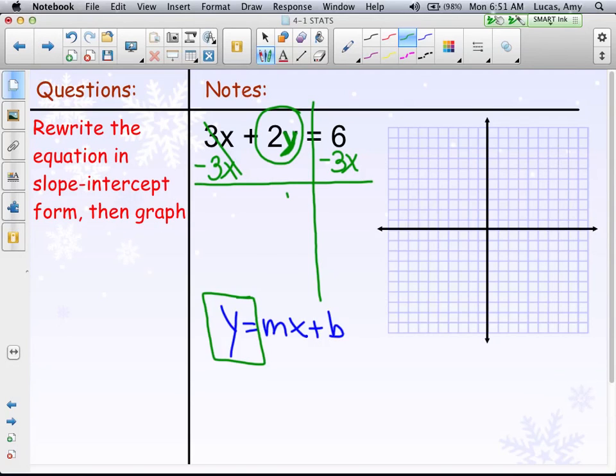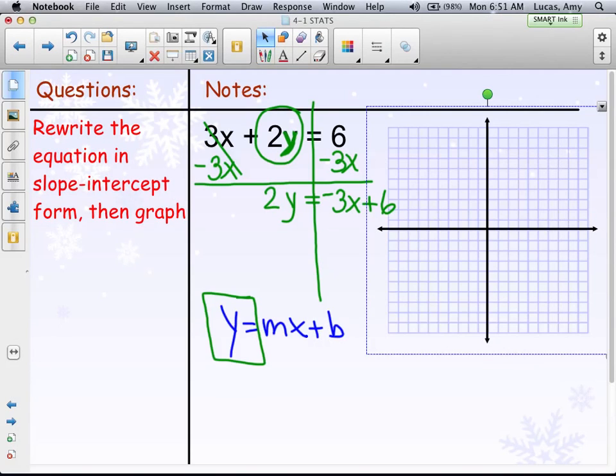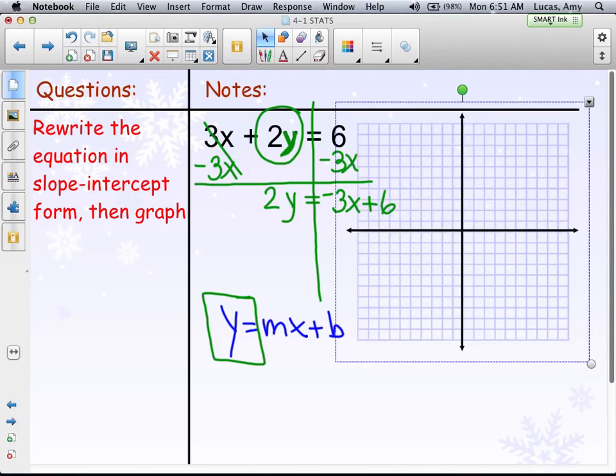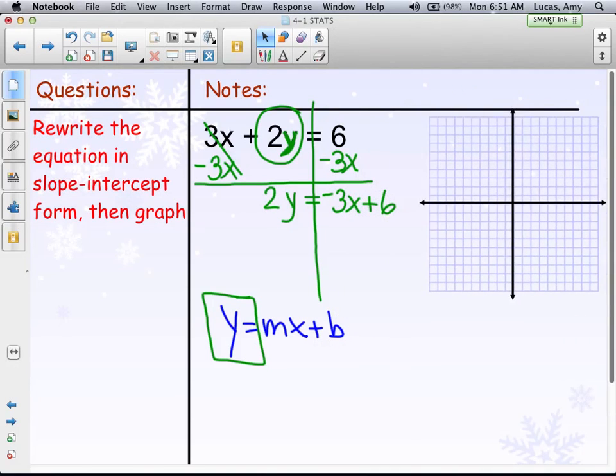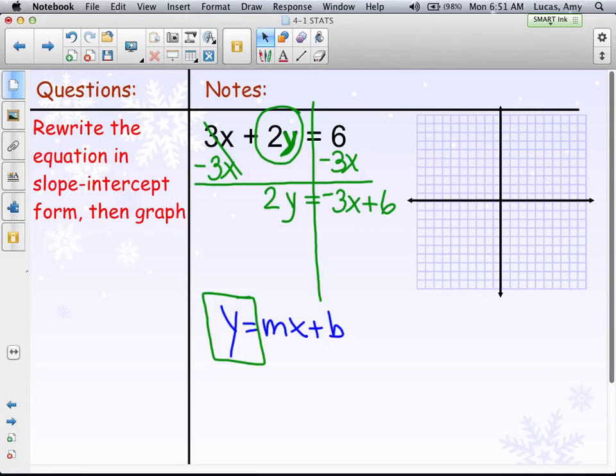And when I bring this down, I'm going to make sure that I write the -3x because it's got a minus in front of it. So remember that's the same as adding the opposite. So a -3x, then plus the 6. The 6 is a positive. The 6 has its own sign. So the 3x had the minus in front of it, not the 6.